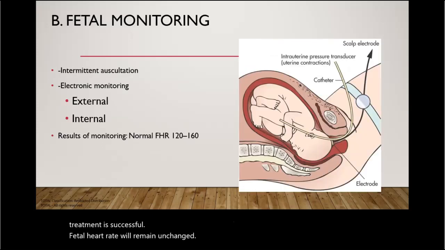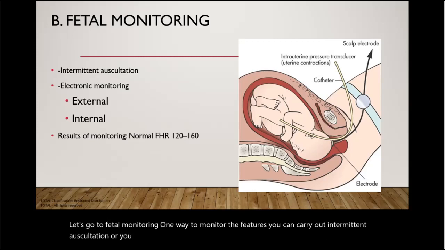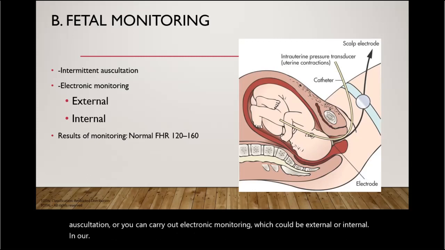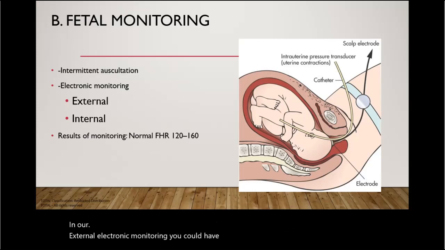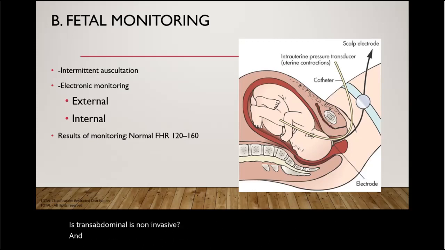Let's go to fetal monitoring. One way to monitor the fetus, you can carry out intermittent auscultation, or you can carry out electronic monitoring, which could be external or internal. In external electronic monitoring, you could have your ultrasound over the fetal back, which monitors the fetal heart rate. And then you can have an external pressure transducer, which also monitors uterine tone. It's transabdominal, it's non-invasive, and the client needs to decrease extra-abdominal movement so that it doesn't alter your readings.